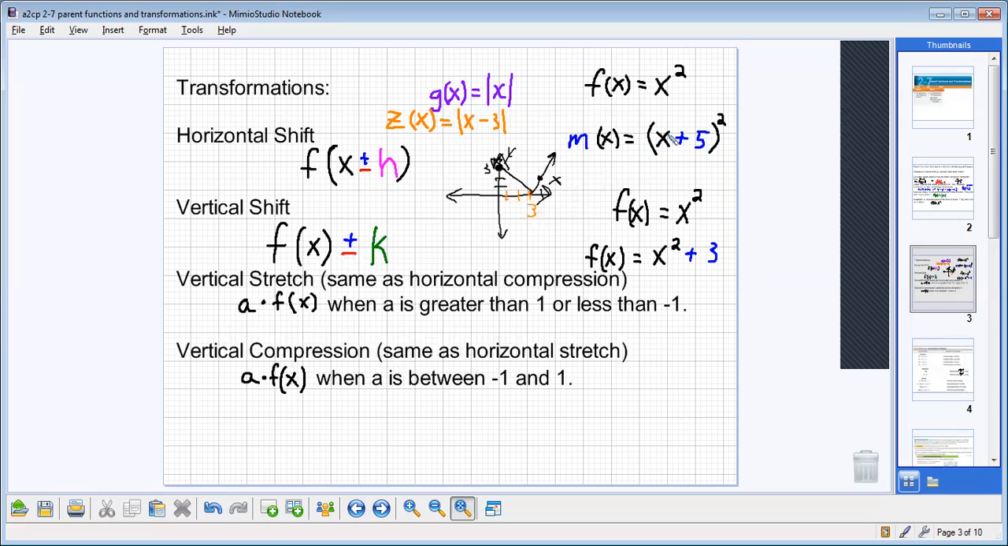Okay, looking at f of x equals x squared, we have a quadratic function. X plus 5, what value would I need to enter in here for this x to make what's inside this quantity that's being squared, to make that 0?